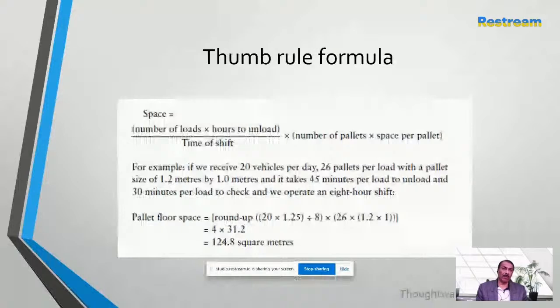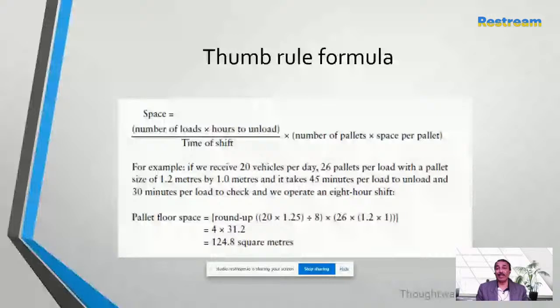We have a thumb rule formula, no straight rule. The required space is approximately equal to number of loads into hours to unload, divided by time of the shift, into number of pallets and space per pallet. Possibly, if you are working in a warehouse for a long time, you may approximate this equation.